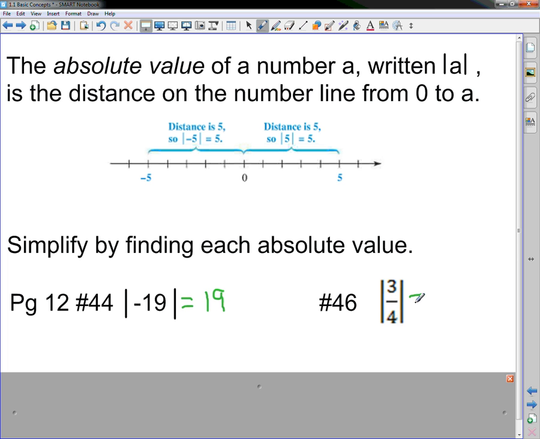Absolute value of a fraction, 3/4. Again, we're still trying to figure out how far it is from 0. So the absolute value of 3/4 is 3/4.